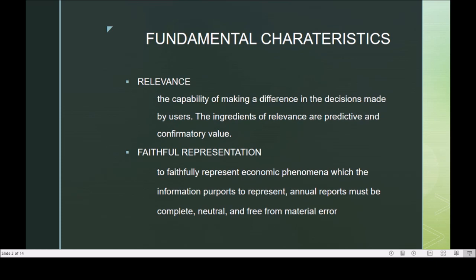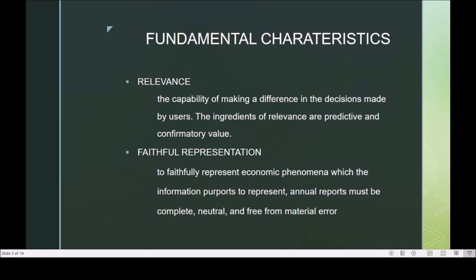Neutral meaning the financial information or the financial statement will be free from bias. Ibig sabihin, pag one person reads the particular financial statement, it will not say na sa kanya lang magkakaroon ng benefit. Also, it will benefit others. Take note, financial statements prepared by accountants are being used by different users, and these users do have different objectives on why they need financial information.